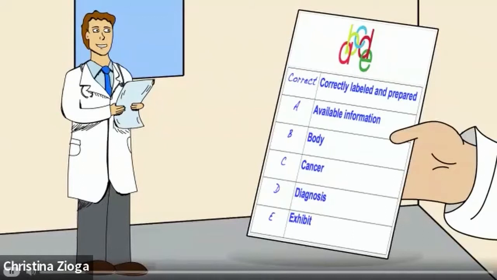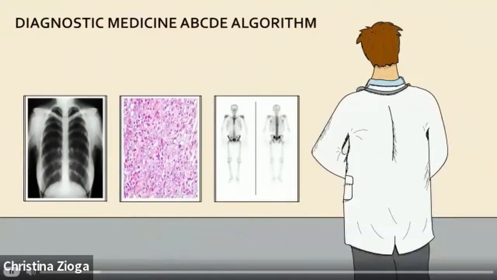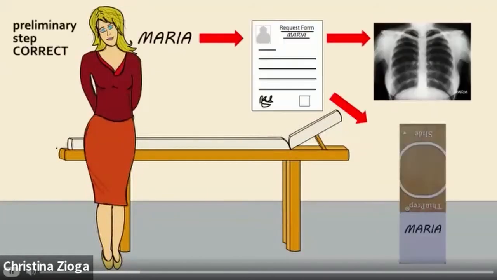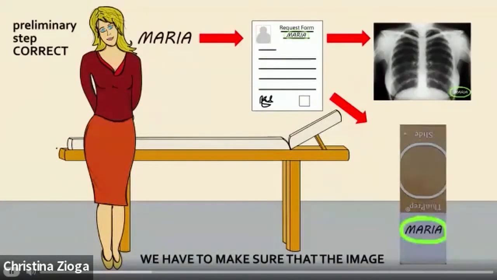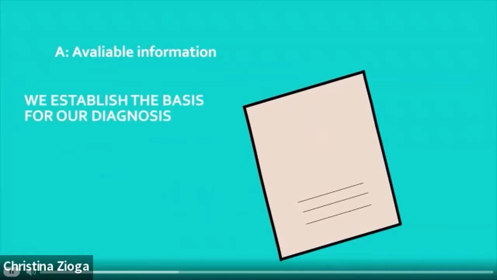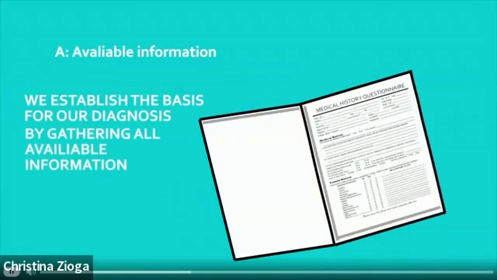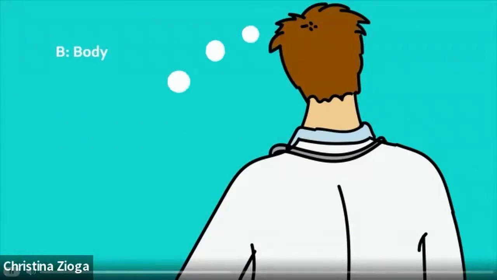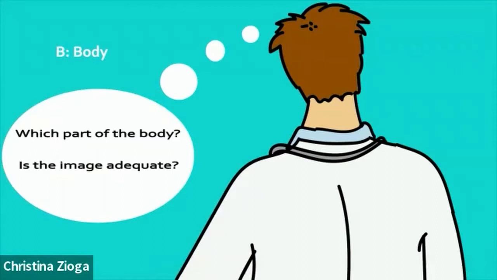Diagnostic Medicine ABCDE algorithm will guide you when you have a radiology, pathology, or nuclear medicine image to evaluate and interpret. It all starts with a preliminary step, correct. We have to make sure that the image is adequately labeled and prepared. A stands for available information. We establish the basis of our diagnosis by gathering all available information concerning the patient and, if possible, his full medical history. B, body. Once we come across the image, two fundamental questions should be answered. Which part of the body does the image concern, and where applicable, if the image is adequate?